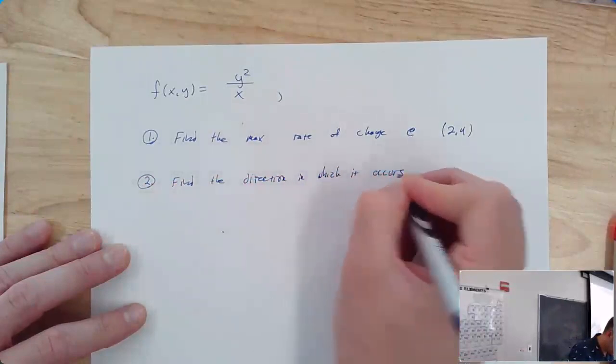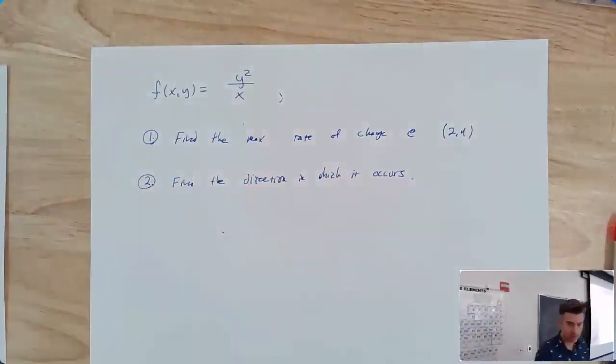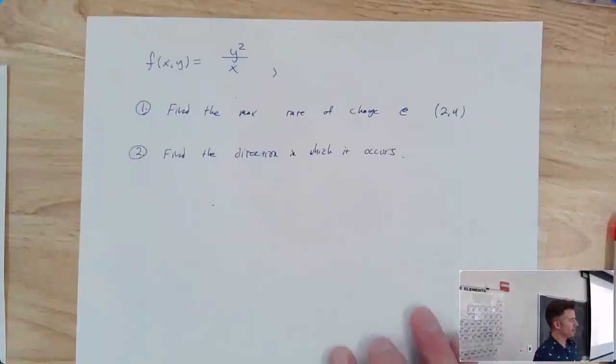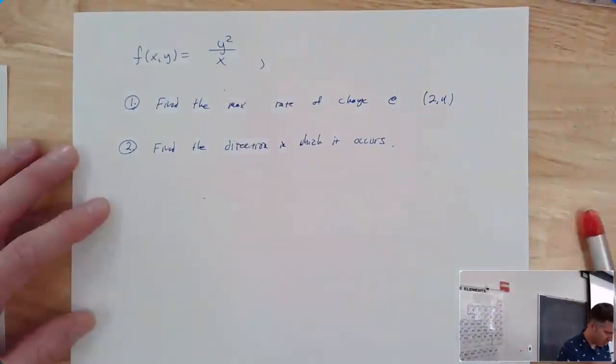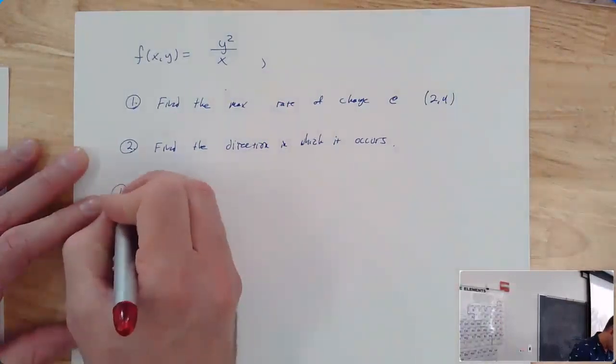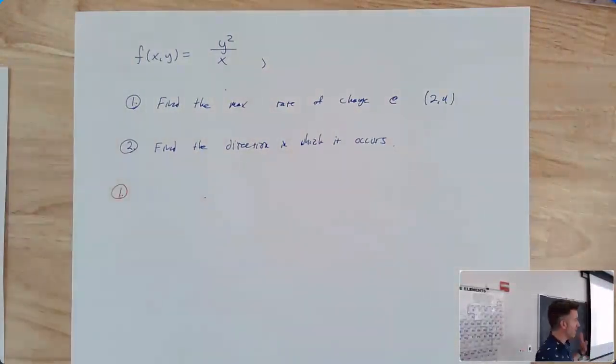So we're going to do this the short and the fast way. I mean, the short and the long way. We'll do it the fast way first, though. So first, question 1. I know that for all this, I'm going to need the gradient. So let's find the gradient.